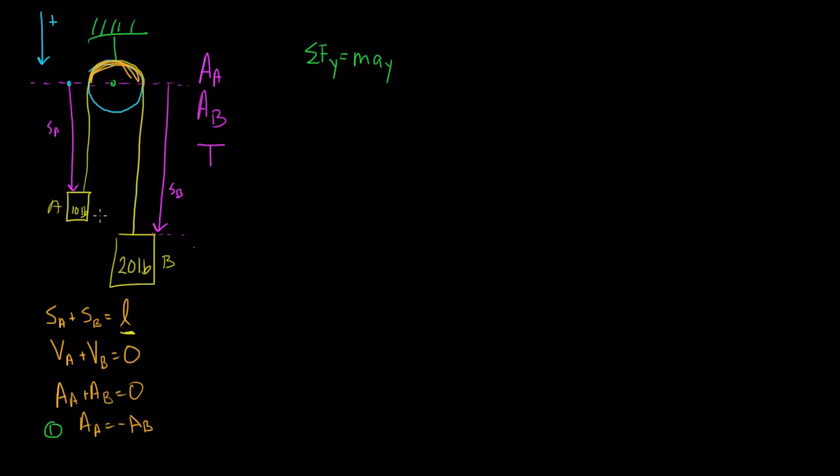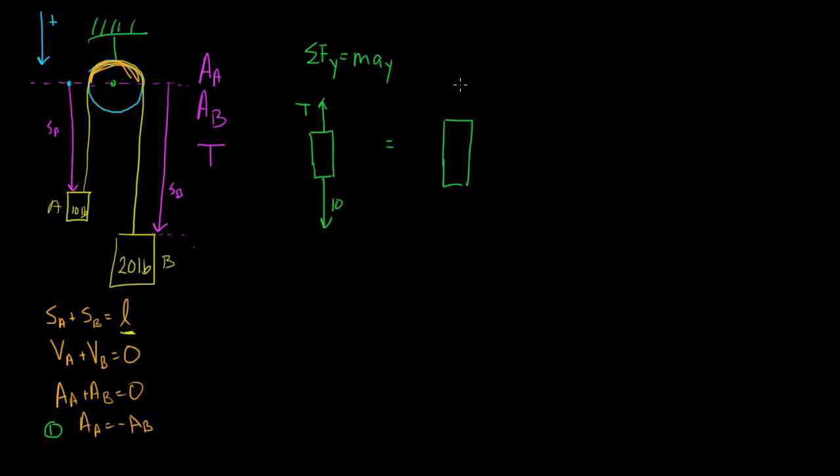Okay, so let's look at block A. If we draw our free body diagram, we have a weight coming down, which is 10 pounds. We have a force coming up, which is this tension in the rope. And if we draw the other side of our free body diagram, our kinetic diagram, we have a mass M.